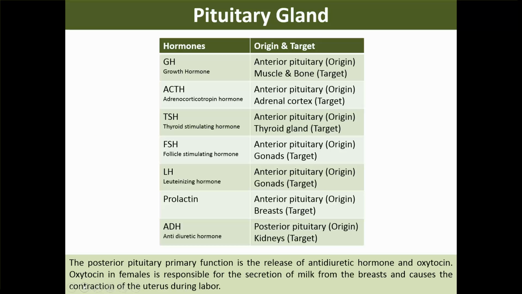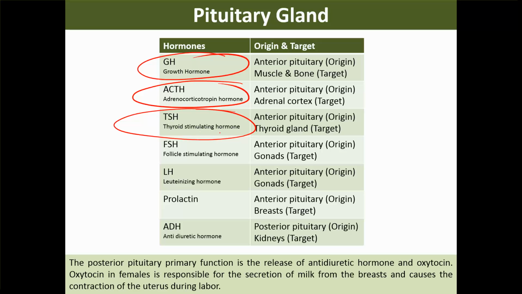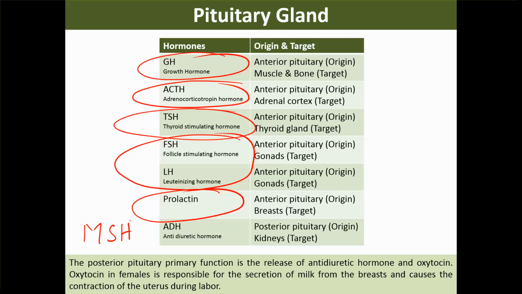So let us see what hormones are secreted by the anterior pituitary and posterior pituitary. The anterior pituitary secretes growth hormone, adrenocorticotrophic hormone, thyroid stimulating hormone, and gonadotrophins like follicle stimulating hormone and luteinizing hormone, and it releases prolactin. One more hormone it releases is called melanocyte stimulating hormone, which has a close relationship with ACTH. Inshallah, we will discuss that in the adrenal gland pathology.